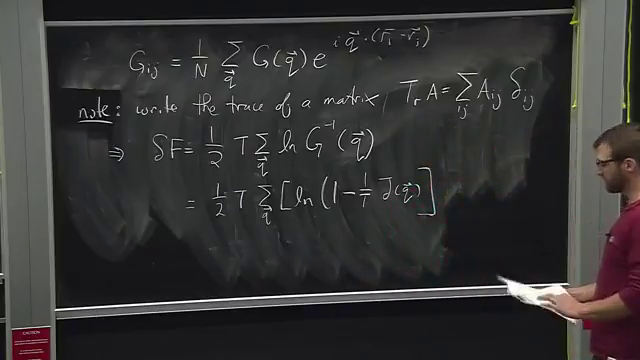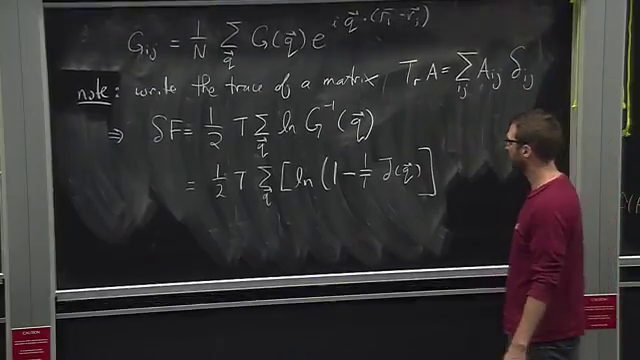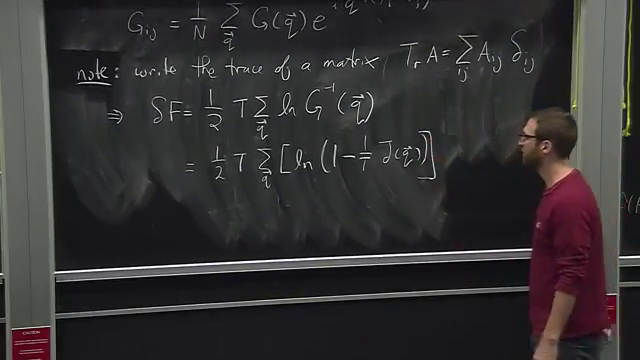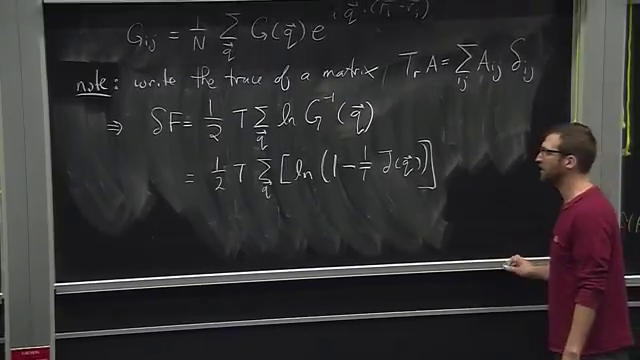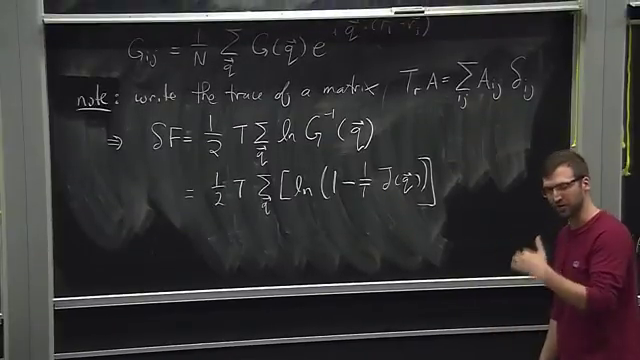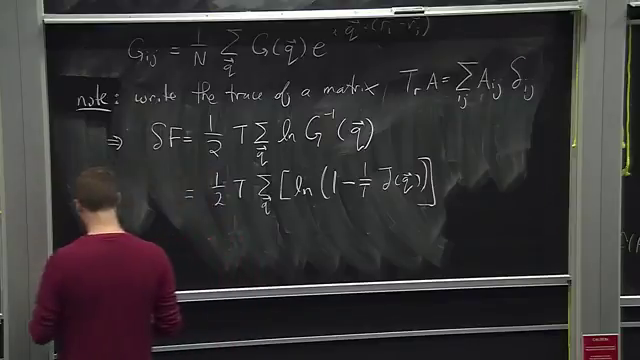Okay, so let's do the specific heat. Remember, in mean field theory, the specific heat had this weird exponent alpha equals 0. And alpha equals 0 came from the fact that there was just a discontinuity. There's no divergence.